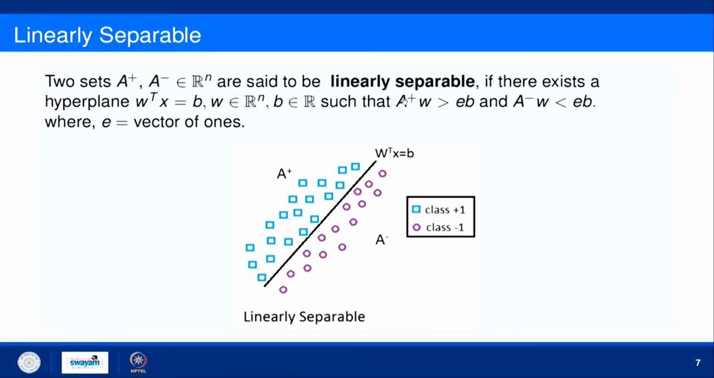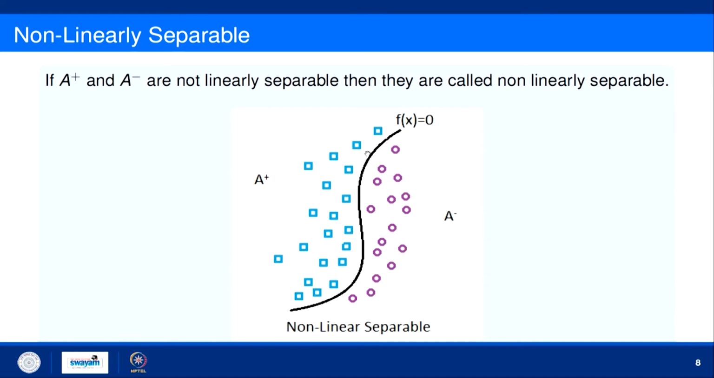So, hence we are having this definition: A plus W greater than EB and A minus W less than EB, where E is a vector of ones of appropriate dimension; it depends what A plus or A minus is. If it is not linearly separable, we are having some non-linear curve here. So, we say that they are non-linearly separable.